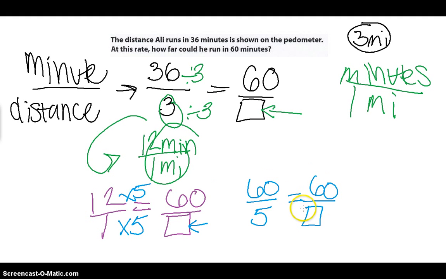And one thing about proportions, as we know, is that they are equivalent. So if my 60s are equal, that means that my box equals 5. So that means that in 60 minutes, he could run 5 miles. And that is our answer, 5 miles. See, proportions are easy.